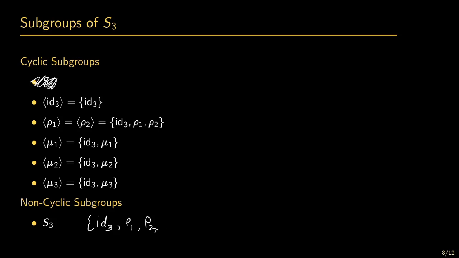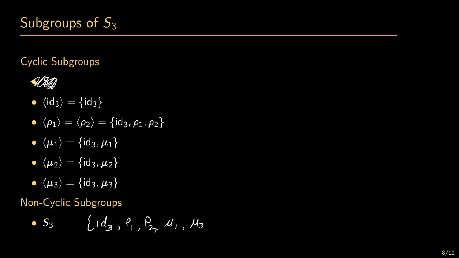But as you can see, if I add mu1, for example, here, then row 1 times mu1 must again be in the set. But what's row 1 times mu1? That's mu3, right? Now what is row 2 times mu1? You will see that that's mu2. So as you can see, S sub 3 just comes out again.